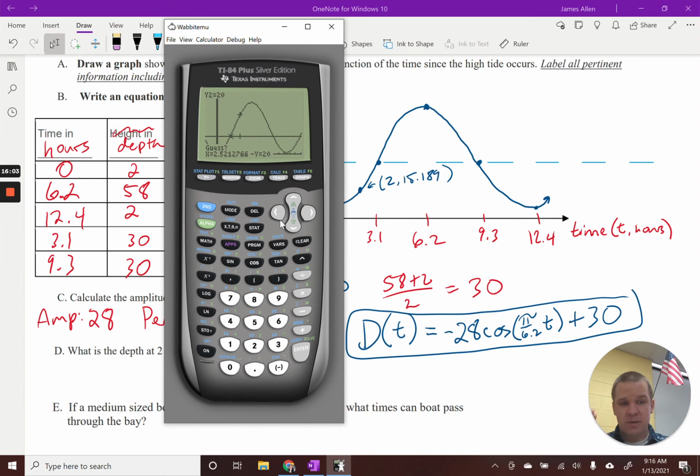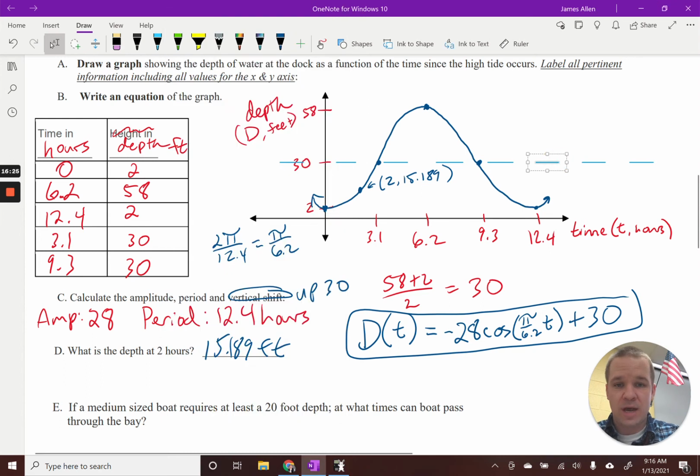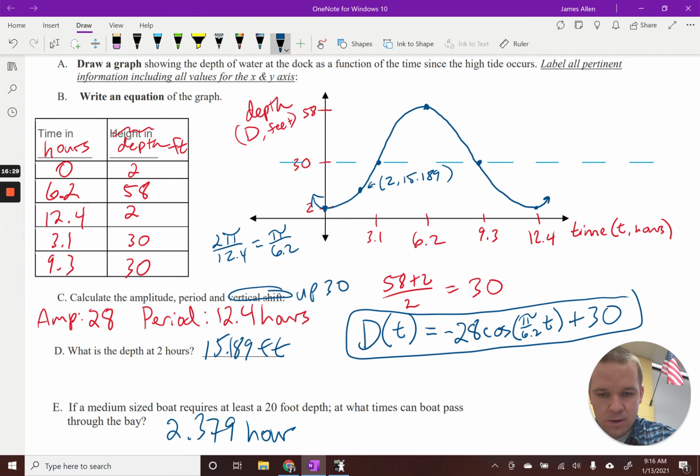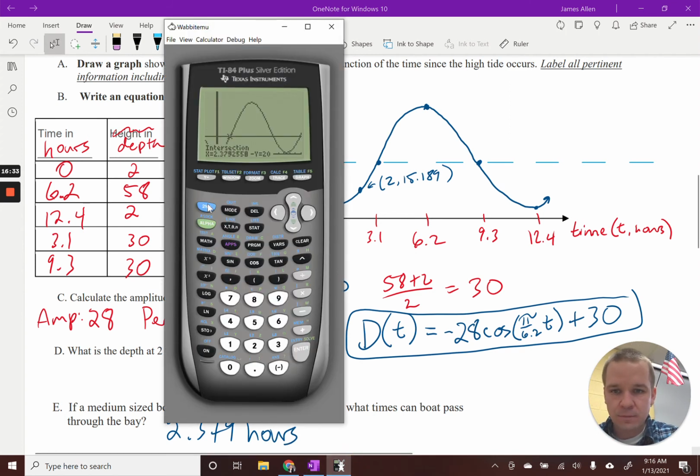The reason for that is because there are 2 intersection points. So even though the selections are closer to that point right there, if I moved over to the right, it would select the one on the right. So if I hit enter one last time for my guess, there we go, 2.37920. So at 2.379 hours. And then let's find the other one while we're at it.